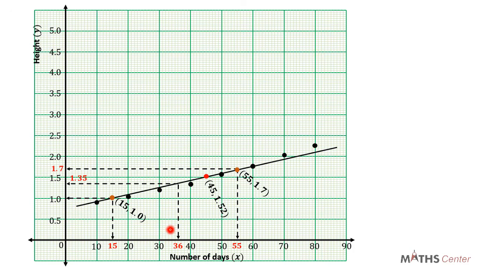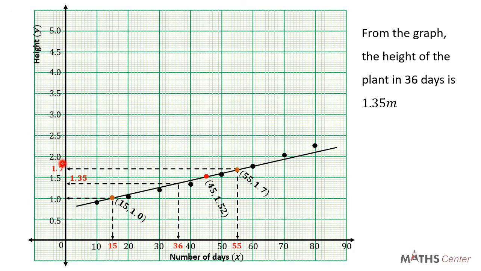What this means is that the height of the plant in 36 days will be 1.35. So from the graph, the height of the plant in 36 days is 1.35. So as you can see, using the line of best fit or the regression line, we can predict the height of the plant in 36 days.